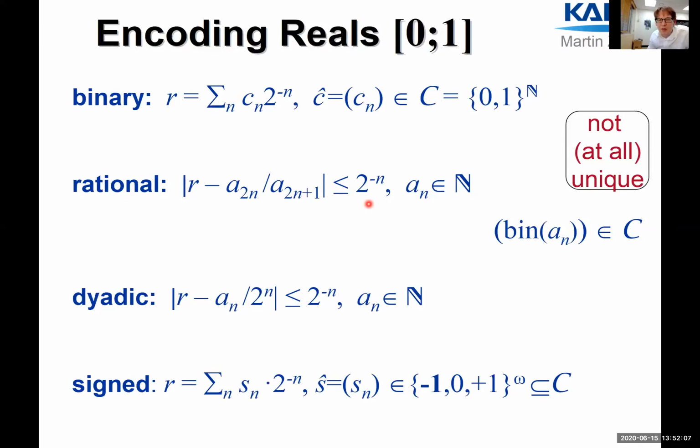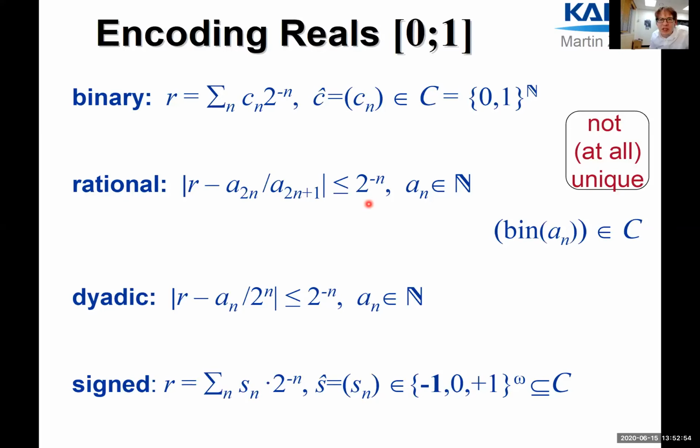And finally, the signed digit representation looks maybe like the binary representation, but it adds the additional digit -1. This further increases the non-uniqueness. So for instance, the number 1/2 has the binary expansion 0.1000000. It also has the binary expansion 0.01111111, but it also has the signed encoding 0.1 -1 -1 -1 -1. So here there are even more opportunities for non-uniqueness.